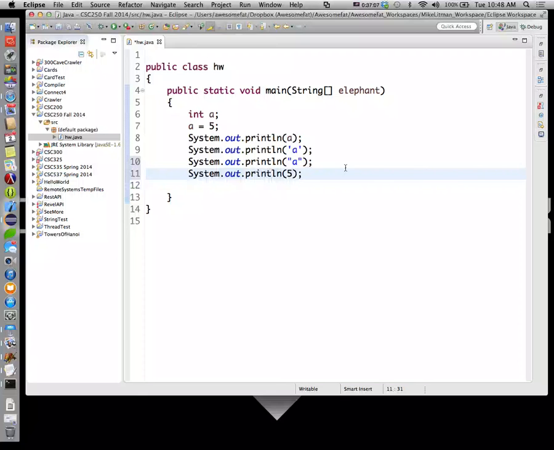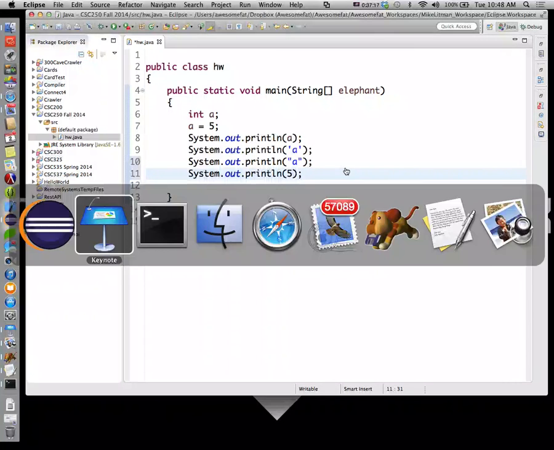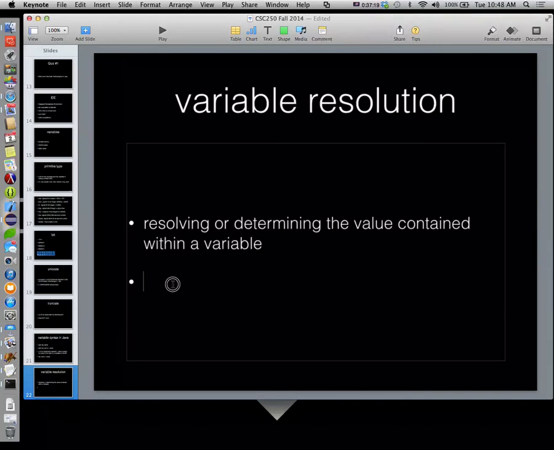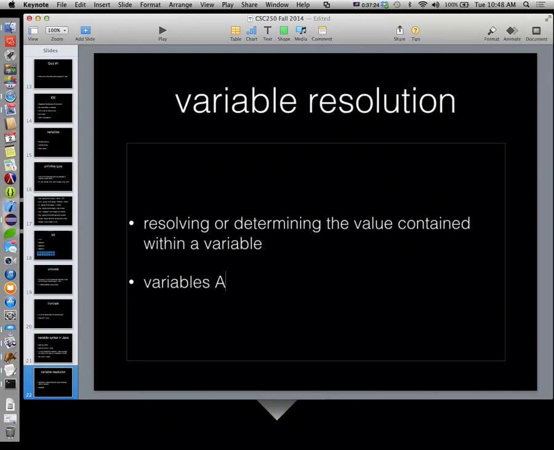Make sense? So variables always resolve to their value. That's going to become important as we start reading our code and trying to figure out what we just wrote. What is it supposed to do? What did we intend for it to do?